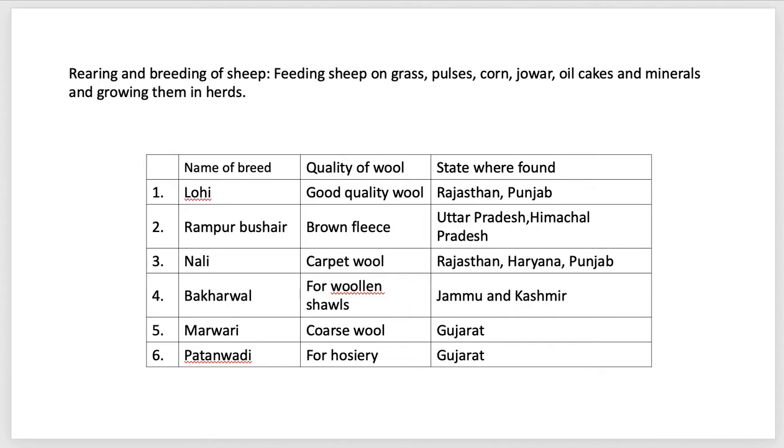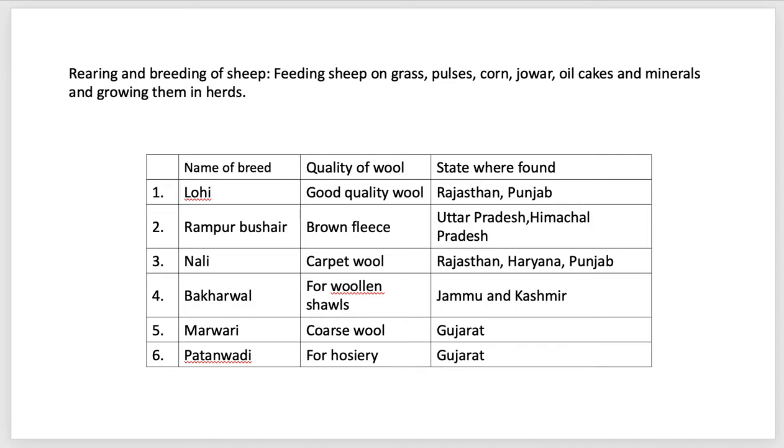So there are many processes which start from selective breeding to the making of woolen fabric. So we're going to study that now. After the two parent sheep are selected for selective breeding, which we discussed earlier, the sheep are reared and bred, which means they are fed on good quality food like grass, pulses, corn, jowar, oil cakes, minerals, and they are made to grow well.